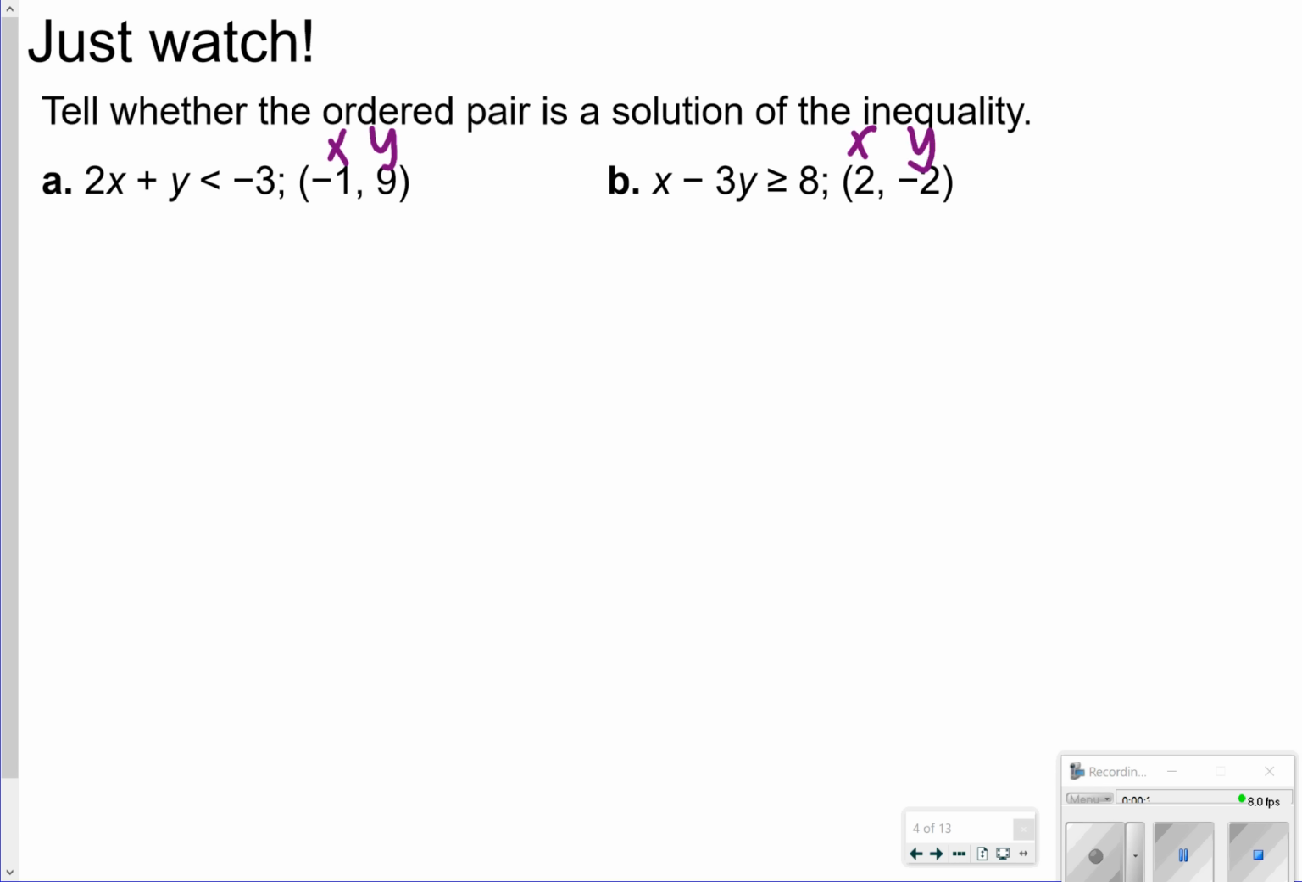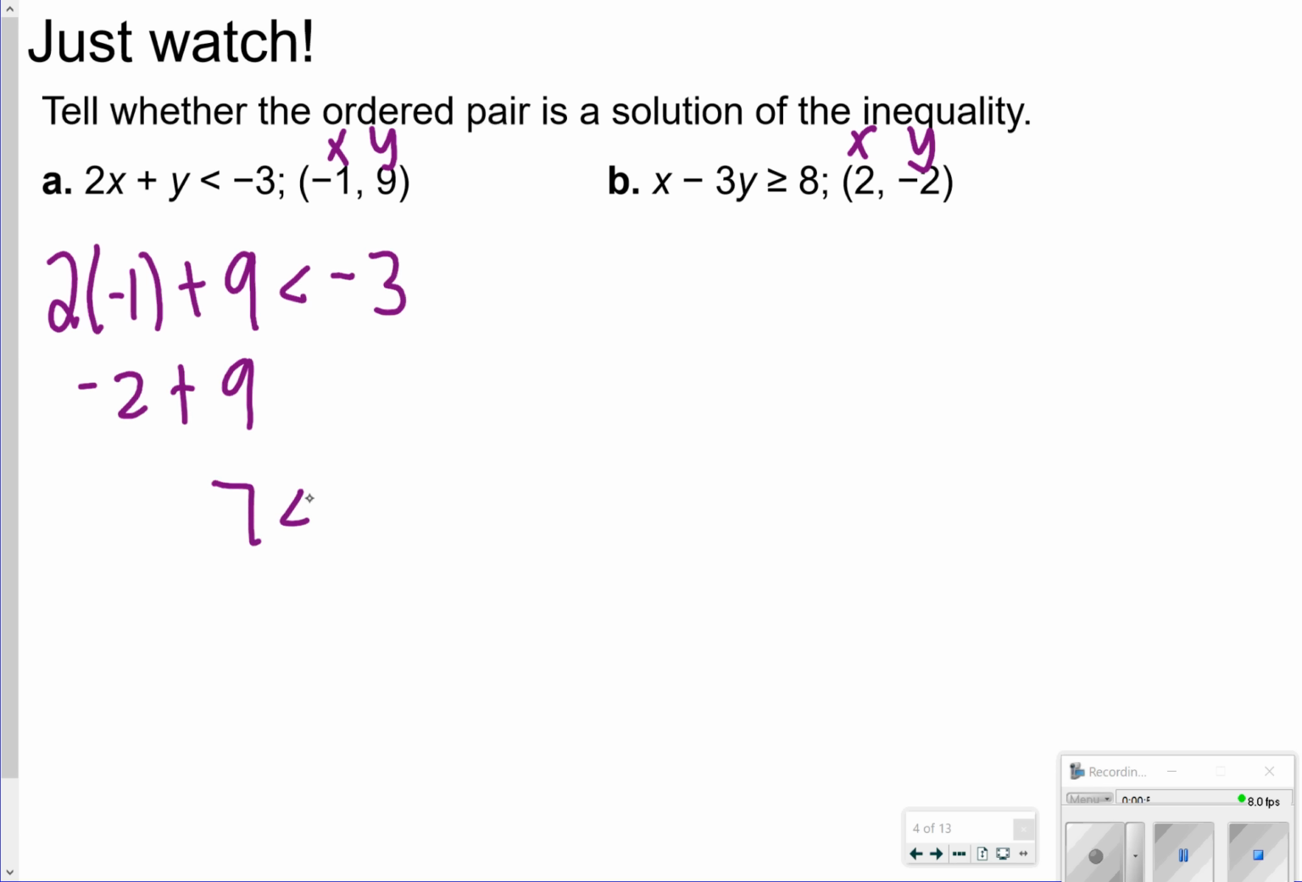For letter A, instead of 2x, I would say 2 times negative 1. And then instead of saying plus y, I would say plus 9. And I'm going to see if that's less than negative 3. I know 2 times negative 1 is negative 2, and negative 2 plus 9 is 7. I'm just going to basically say, is 7 less than negative 3? That is no. So my answer would be no, not a solution for A.